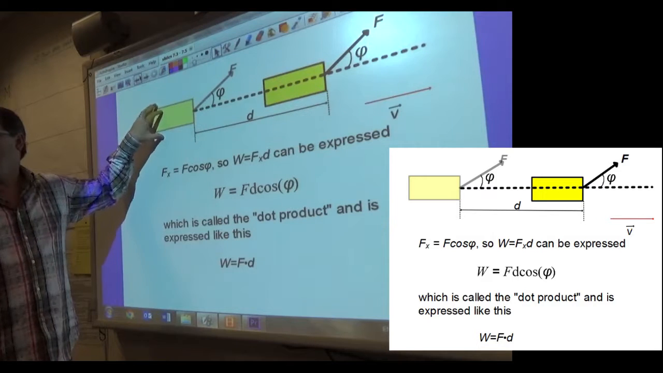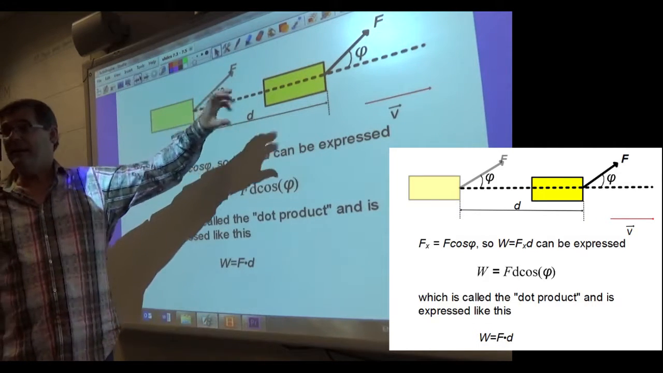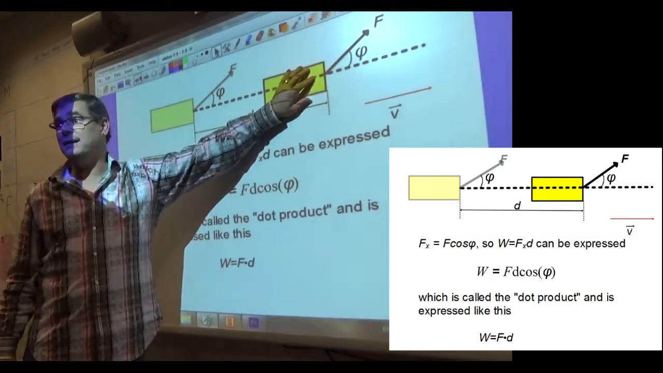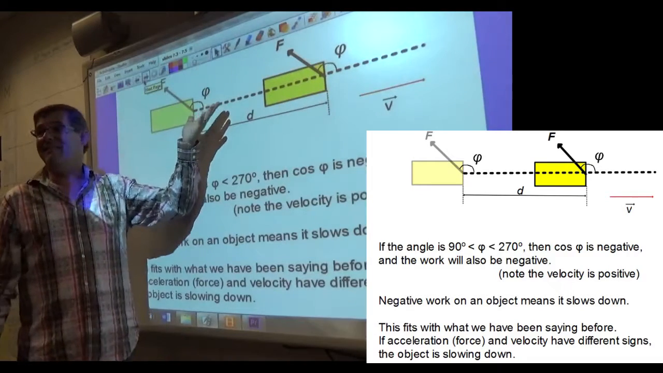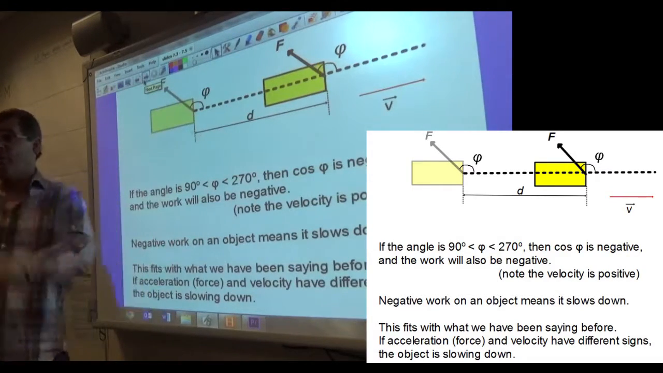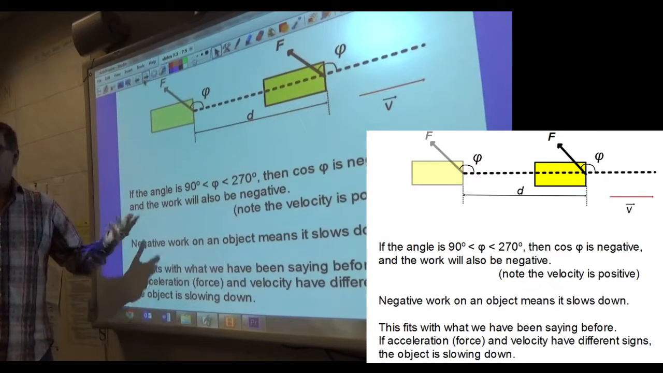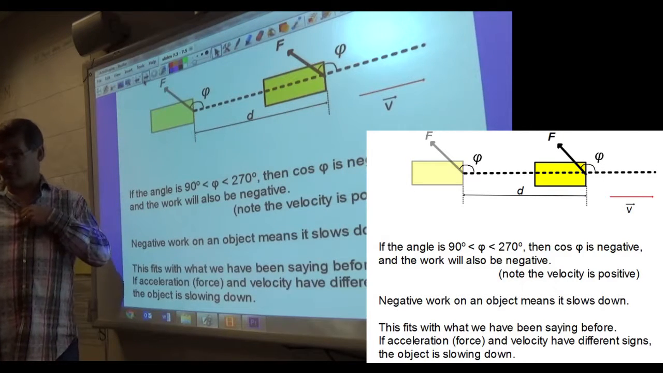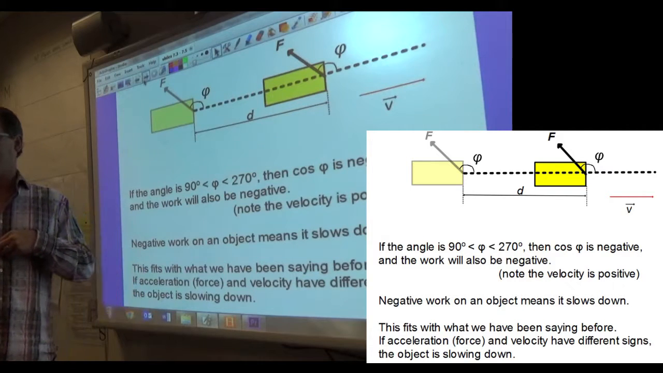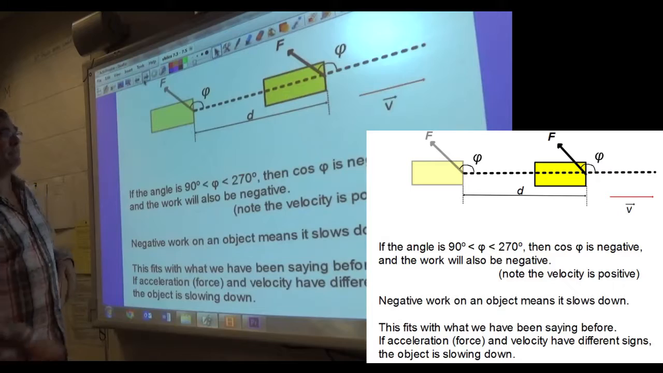This is an example of positive work. Positive work means the object is speeding up and there's more kinetic energy at the end than there was at the beginning. On the other hand, this is negative work. This object will be slowing down and it will have less kinetic energy at the end than it did at the beginning. And that will show up in the sign of the work. If the work has a positive sign, we know it has sped up, and if the work has a negative sign, we know it has slowed down.